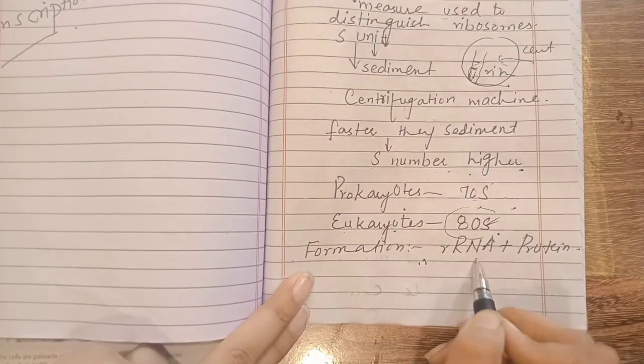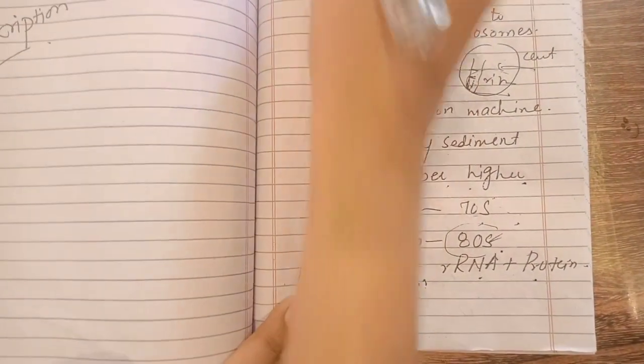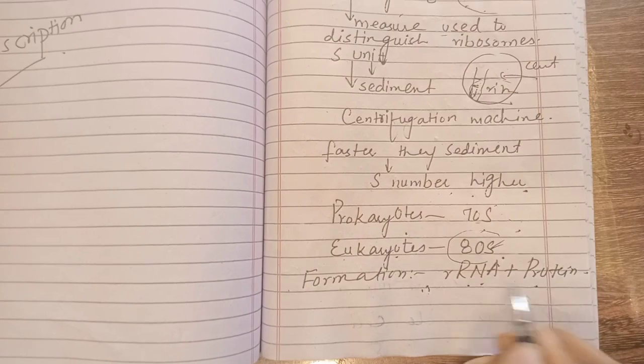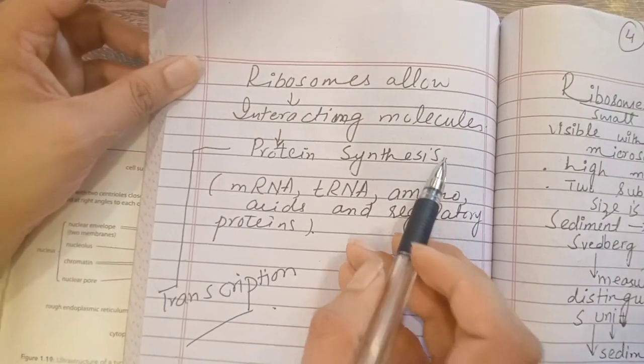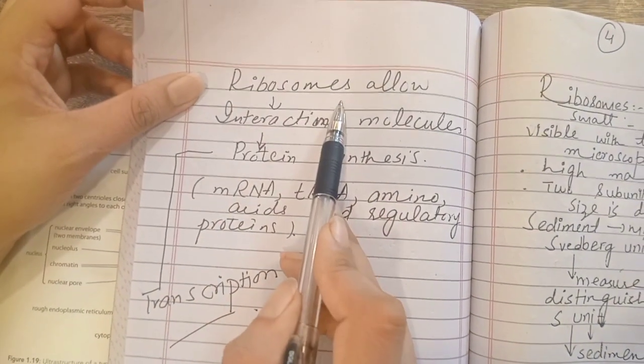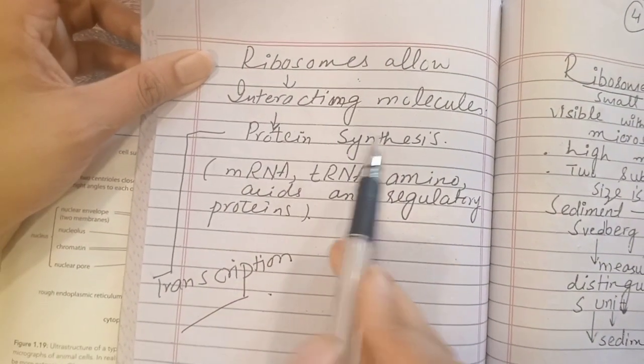Ribosomes are made up of ribosomal RNA and proteins. Their main function is to allow interaction of molecules. Ribosomes help different molecules interact and make proteins.